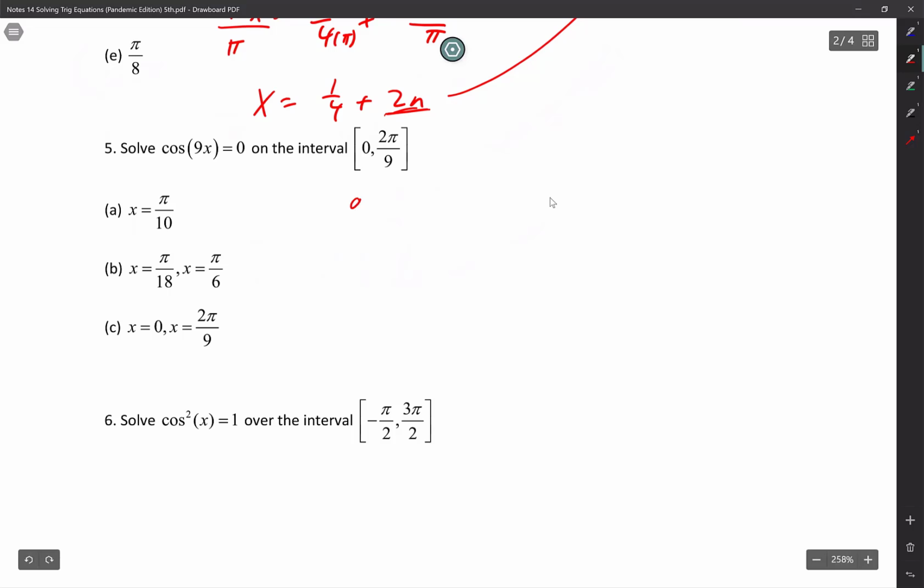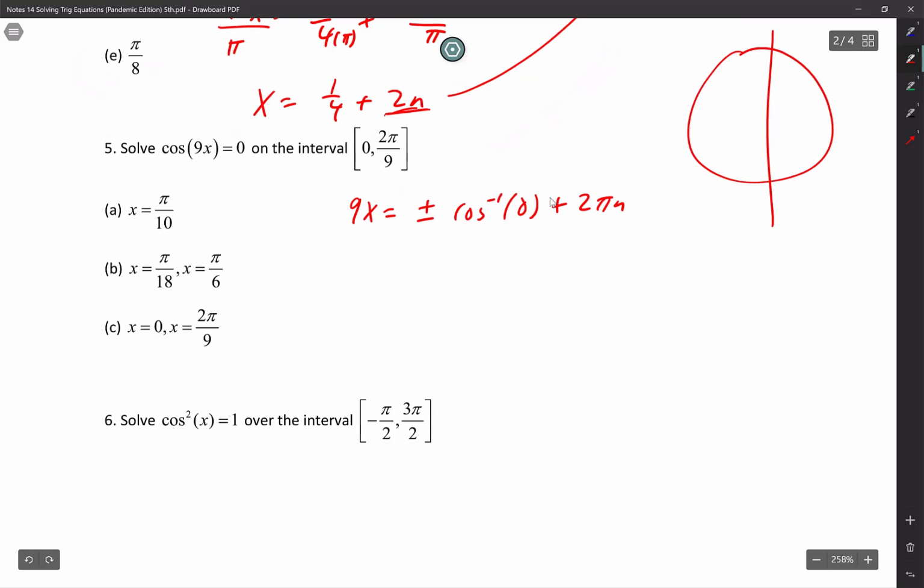So inverse cosine, 9x equals plus minus arc cosine of 0 plus 2 pi n. But since we know that's a perfect coordinate, this is going to be a perfect radian. Cosine is 0 up here in that first blue dot and down there at that bottom blue dot. Remember, cosine is your x coordinate. So here's my equation 1: 9x equals pi over 2 plus 2 pi n. And equation 2: 9x equals 3 pi over 2 plus 2 pi n.